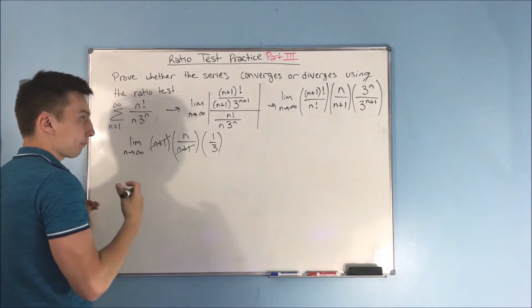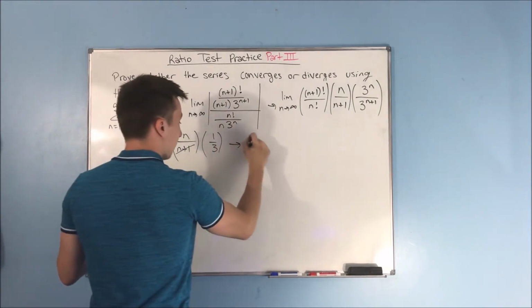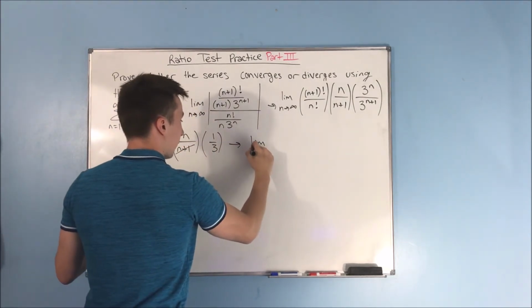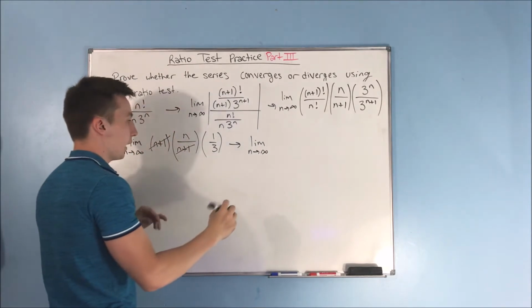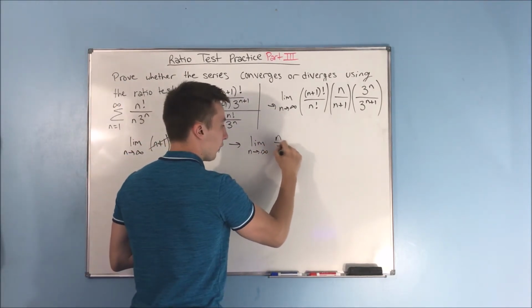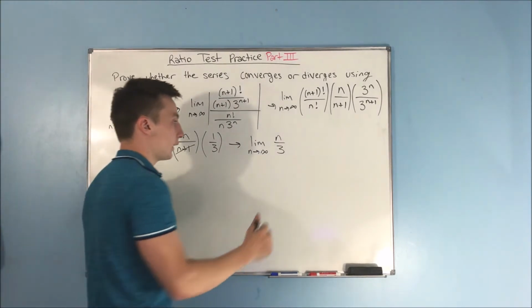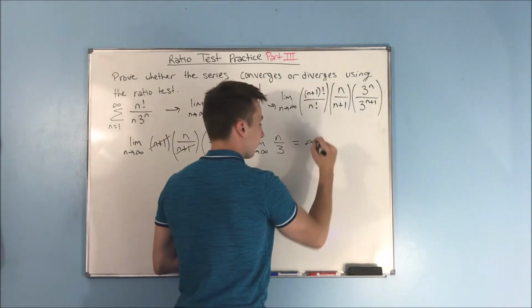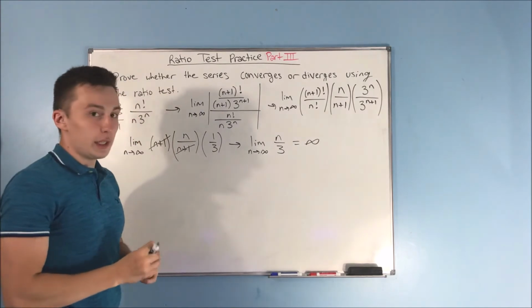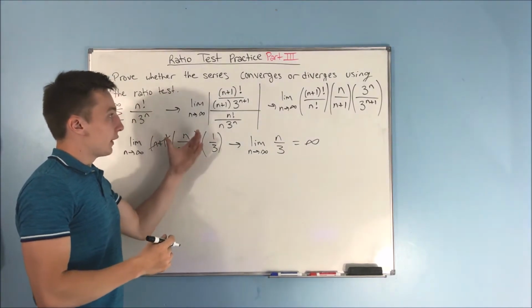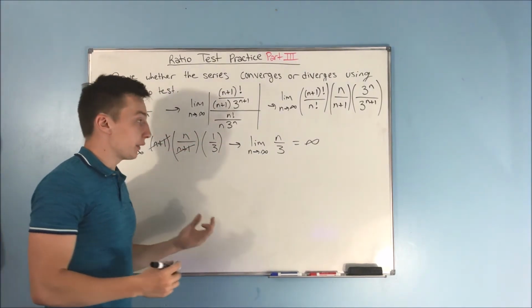Now, writing it again so it's a little cleaner, we get the limit as n approaches infinity of n over 3. That obviously is going to equal infinity, which means that this diverges by the ratio test.